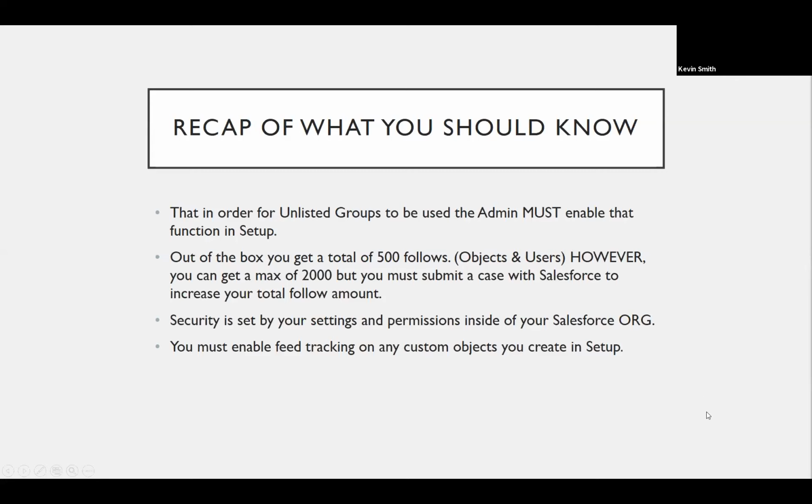And let's recap. In order for unlisted groups to be used, the admin must enable that function in Setup. Out of the box, you get 500 follows. I've had objects and users; I forgot to put in topics. My apologies. However, you can get the 2,000. You've got to put in a case.